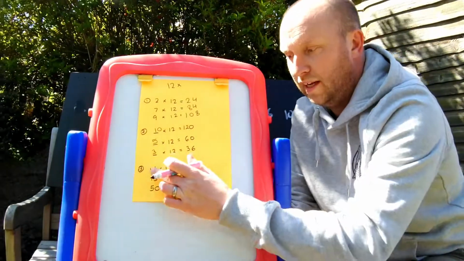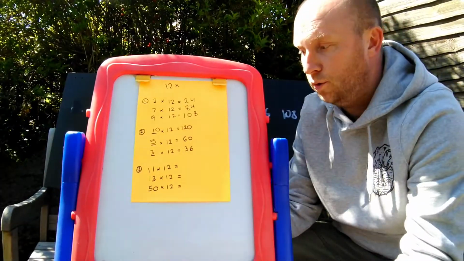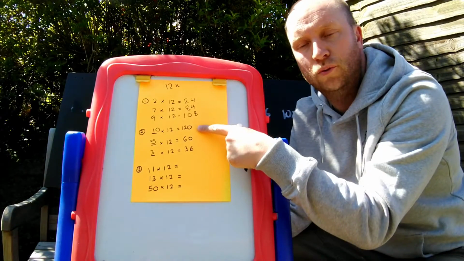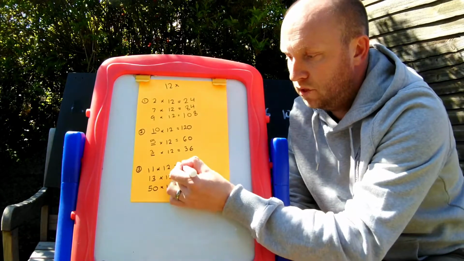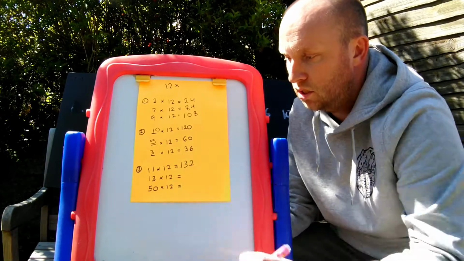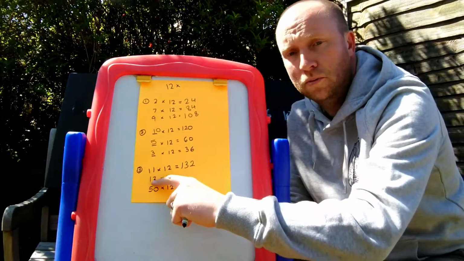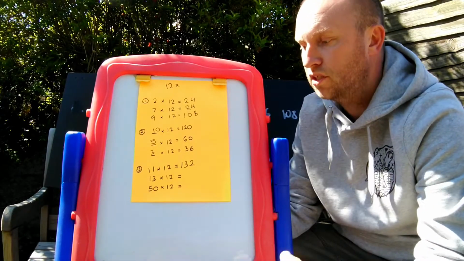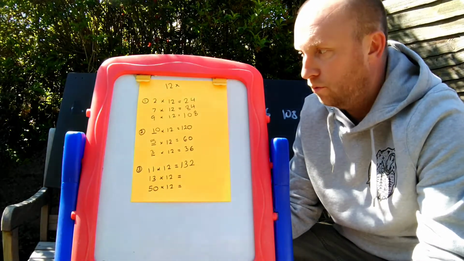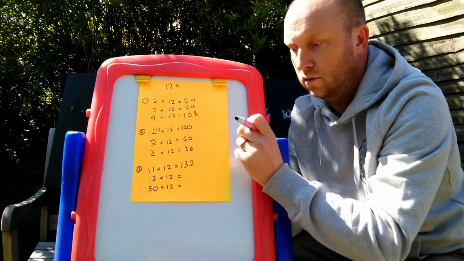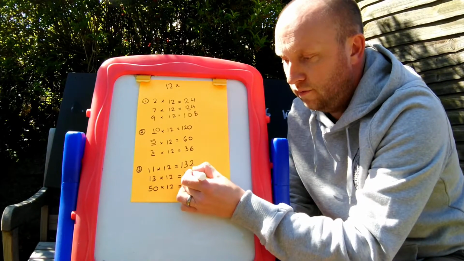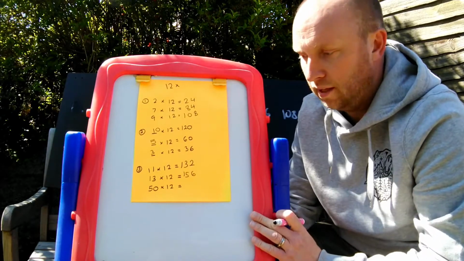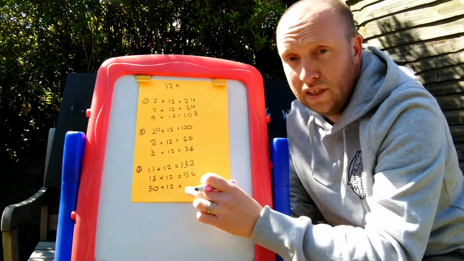Right, 11 times 12. If I know 10 times 12 is 120, I just need another lot of 12 on top of that, which is 132. This one we've got 13 times 12, which is 2 more lots of 12. Well, we know 2 times 12 is 24. So if we add that on, that will give us 156.